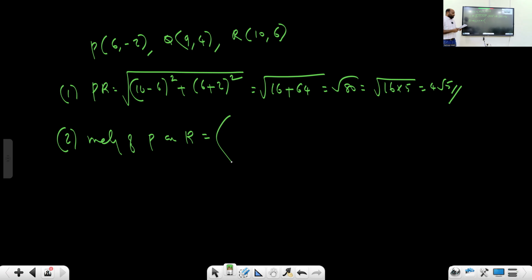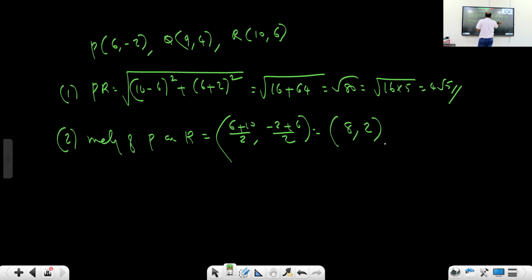Midpoint of P and R. (6 plus 10) by 2, (minus 2 plus 6) by 2. What's the midpoint? 8 comma 2.